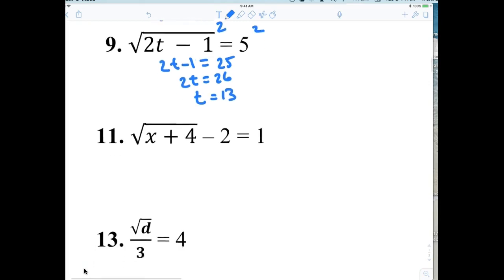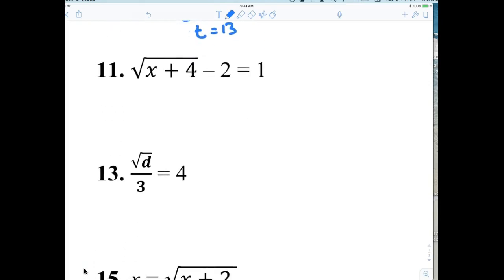All right, so on number 11, what would I do first? Square root of x plus 4, thank you, equals 3. Squaring both sides. X plus 4 equals 9, so x is equal to 5. Good, Connor. Wait, so when you square the radical, it just takes away the radical. Exactly. They're inverses. Exactly.